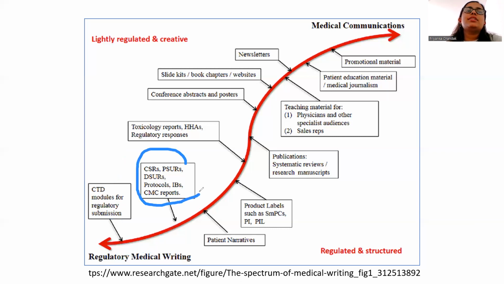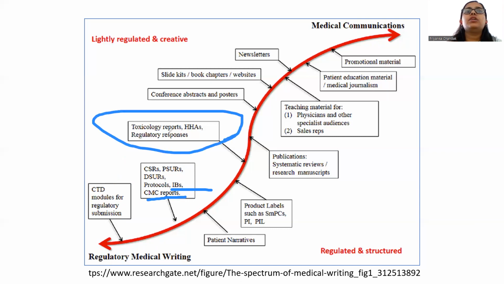Then you can see here CSR, that is a clinical study report, PSUR, that is periodic safety update reports, DSUR, that is development safety update reports. Then again protocols like investigator brochure, we have studied that. Then chemistry manufacturing and clinical reports. This is also important. Then toxicological reports, that is health hazard assessment, regulatory responses are the important part of medical writing.